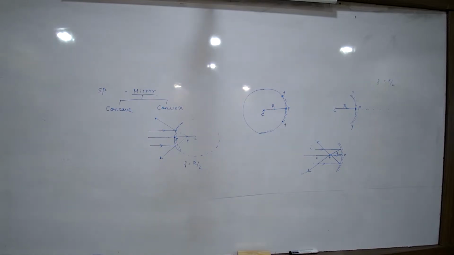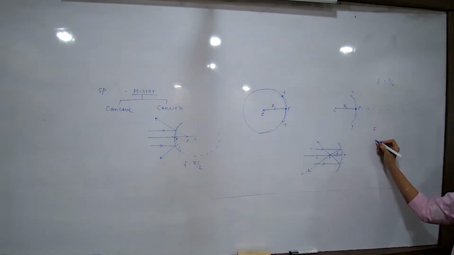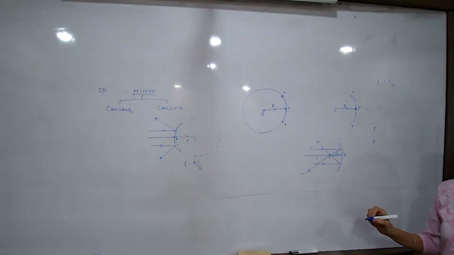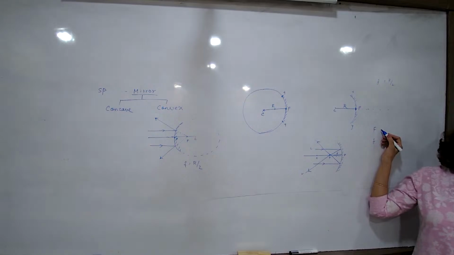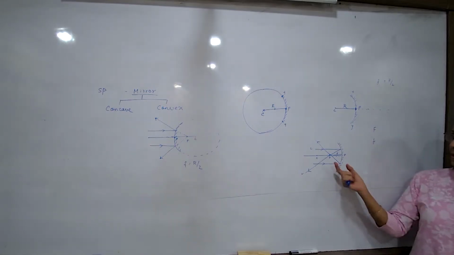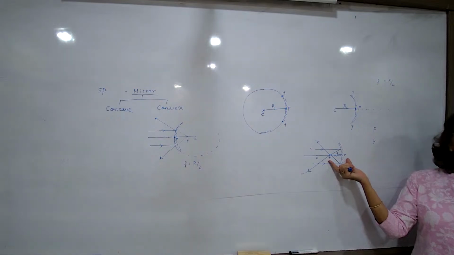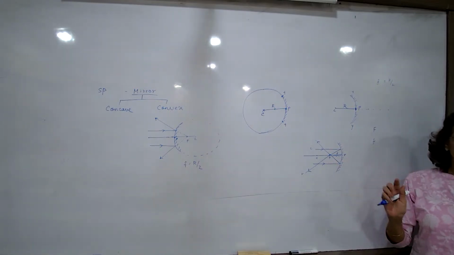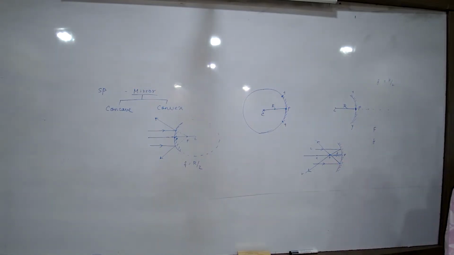Okay. So we have two alphabets. One is a capital F and the other one is a small f. What is F? F is the focus. And this is the focal length. Focal length is the distance between the focus and the pole. Clear till now? Did you underline what all we are going to write?